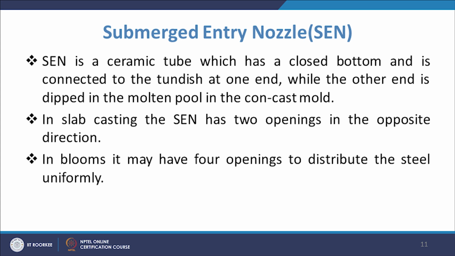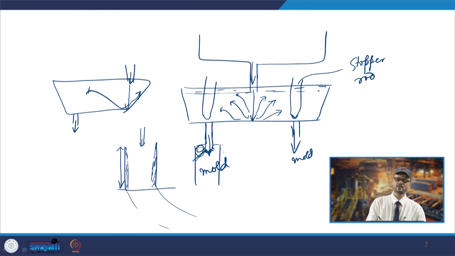So, depending upon what you are casting, you may have either 2 openings or 4 openings to distribute the steel, because from there it will come. Normally, if you look at the liquid, it will go and then it moves like this. It will strike here, some will go up and some will go down. Like that, liquid metal will come, and you will have a loop also formed here in many cases.